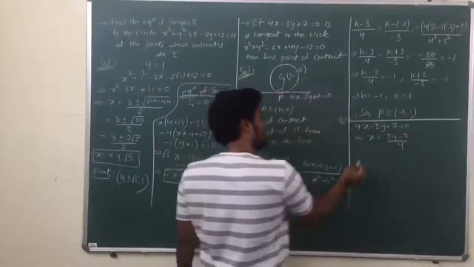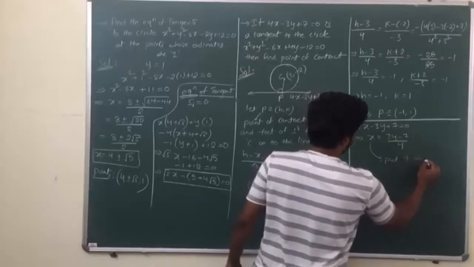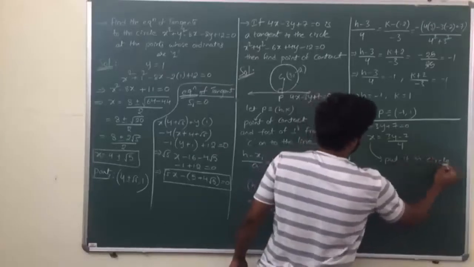Now we have to substitute the value of x. Put it in the circle equation. Put the value of x in the circle equation.